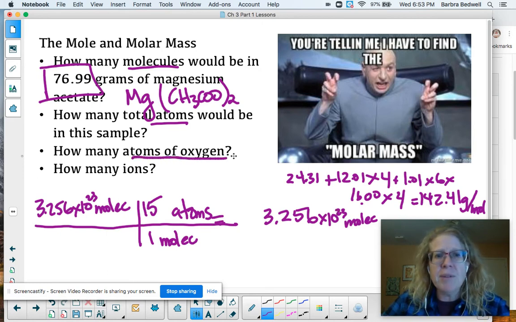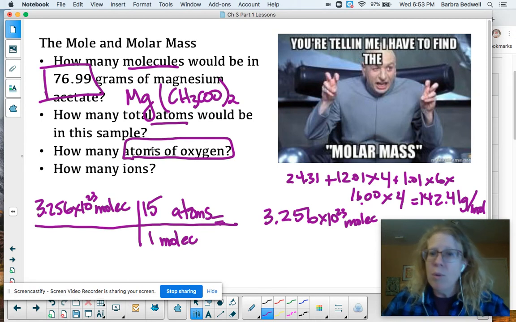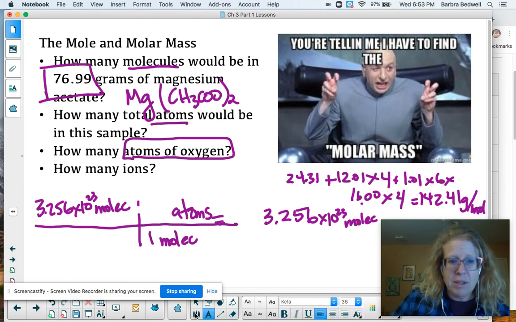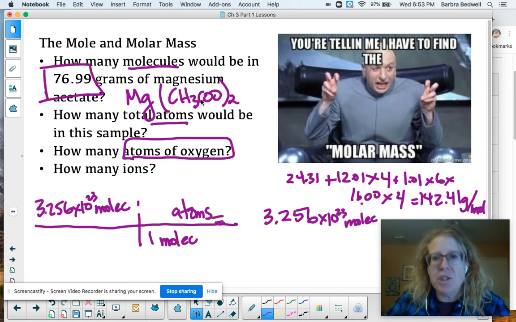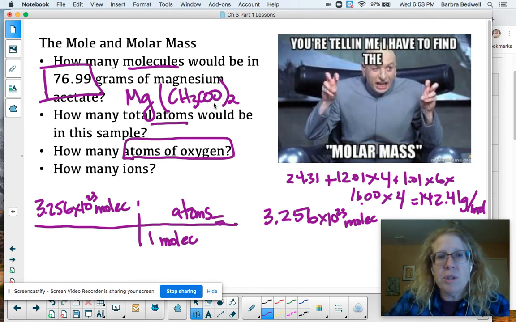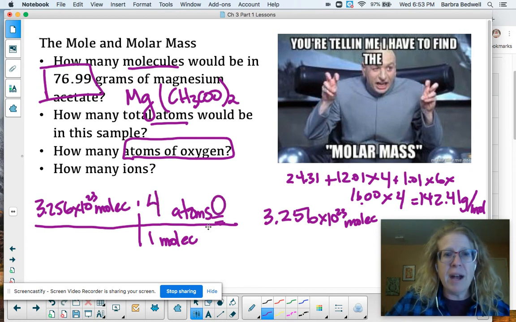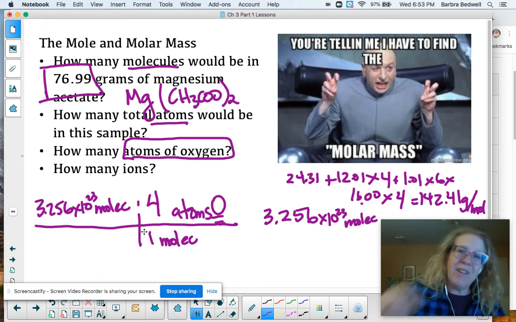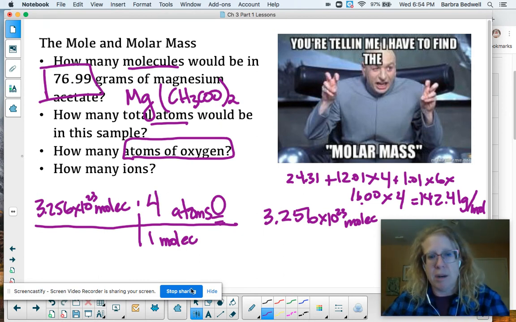If I wanted atoms of oxygen as opposed to total atoms, then I'm going to take a slightly different version of this conversion. This 15 atoms is the total number of atoms. But what if I just want to talk about oxygen? So look closely. How many atoms of oxygen are in each molecule? Well, there are 2 atoms of oxygen in each acetate, times 2 gives me 4 atoms. So I could literally do this: 4 atoms of oxygen in 1 molecule of magnesium acetate. And I would do my math exactly the same way. So I can do total atoms, looking at everything and adding them up, or I can look at a specific element and say how many atoms of that particular element are present.